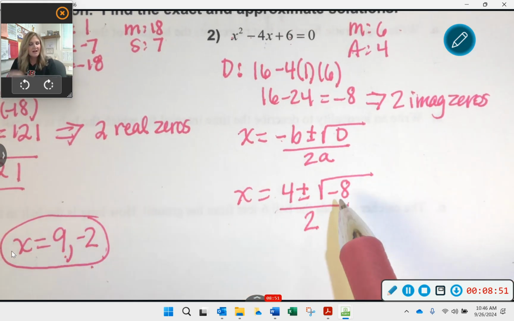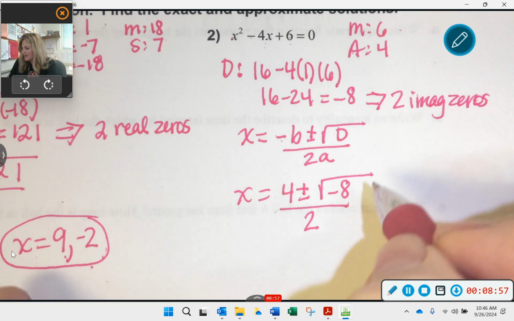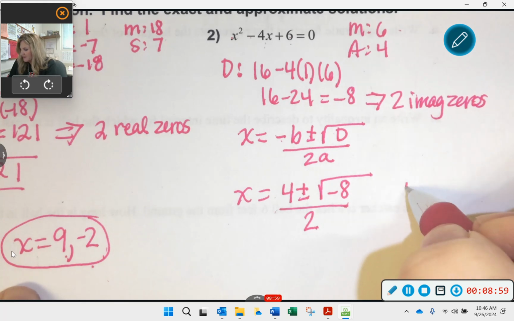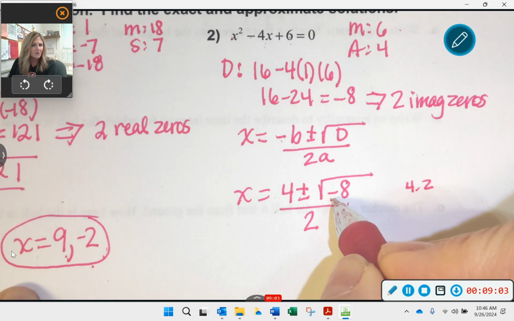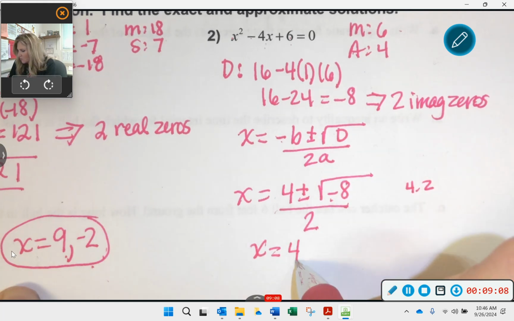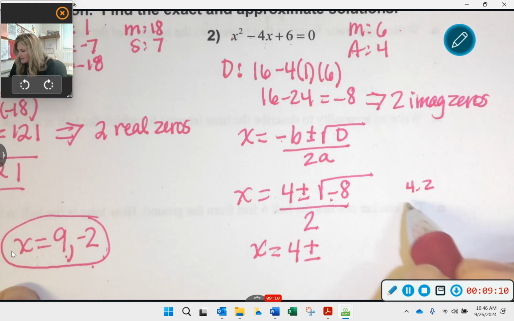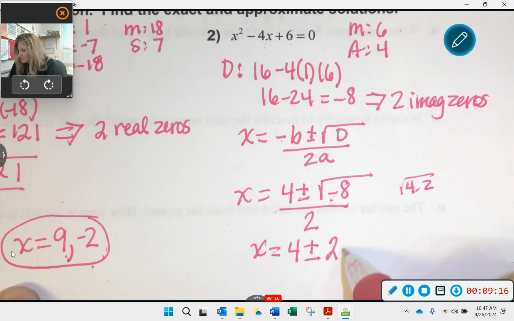We have to simplify this square root of negative 8. What numbers multiply to be 8? 4 and 2. And what do we do when we have a negative under the radical? Put an i. So we're going to have x equals 4 plus or minus, I have to have an i, and what's the square root of 4? So this is going to be 2i radical 2, all divided by 2.